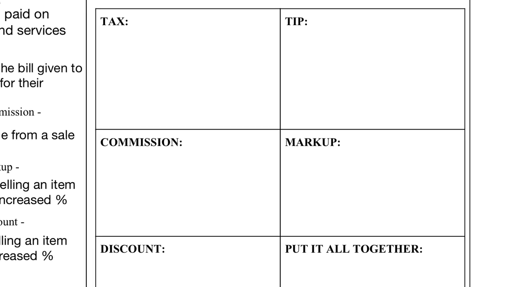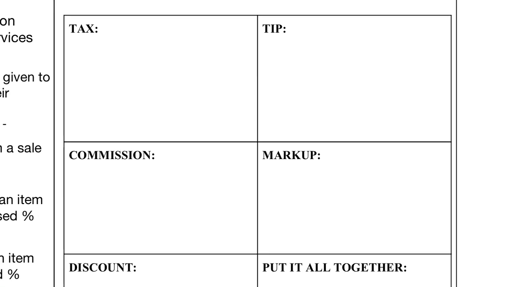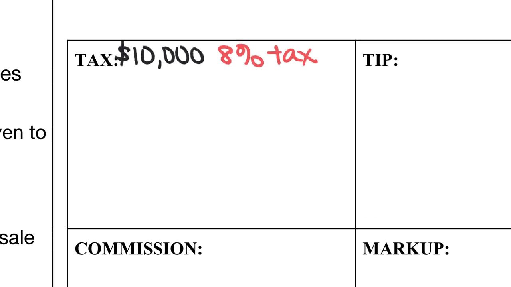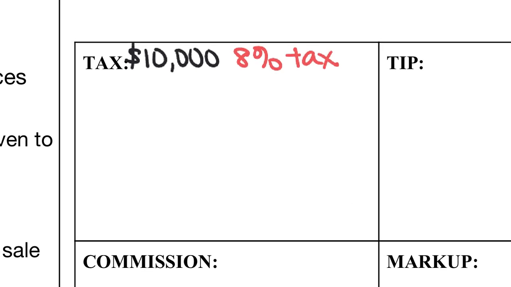Alrighty, let's go ahead and try to do some examples. We're going to go ahead and start with tax. And for your first example, let's calculate the tax on a $10,000 item. So let's calculate an 8% sales tax on $10,000. Okay, I'm going to zoom in a little bit more so I have some more space. I'm going to do two different methods to solve this.